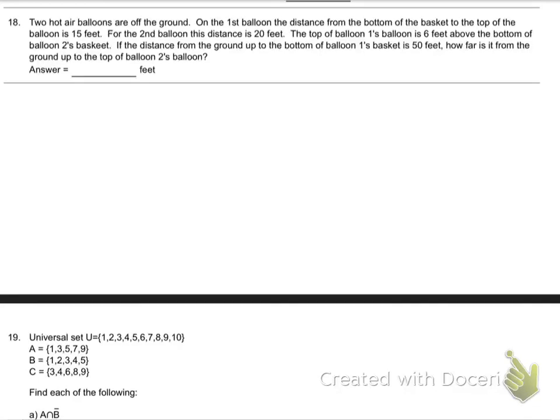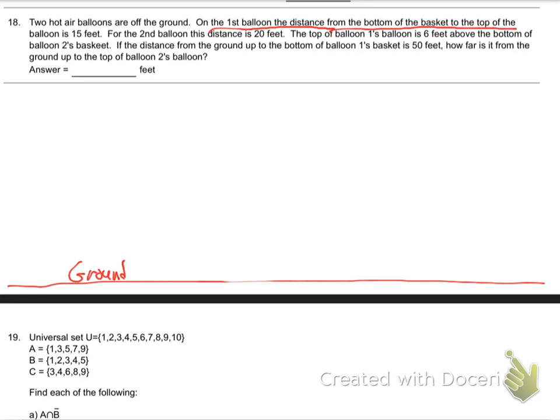Okay, last thing here, number 18 now. Number 18, 2 hot air balloons are off the ground. So basically, let's make ground right here. This is all about drawing a good picture. Here's ground. On the first balloon, the distance from bottom of the basket to top of the balloon is 15 feet. For the second balloon, this distance is 20.